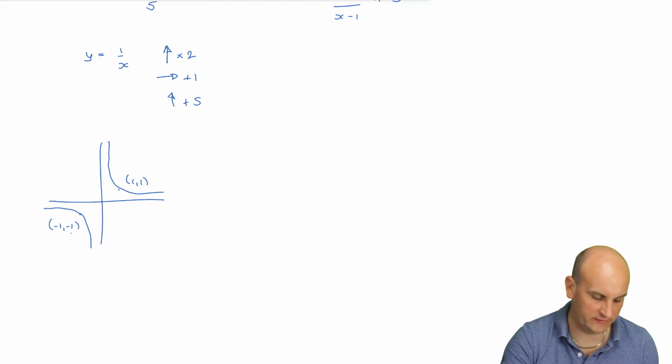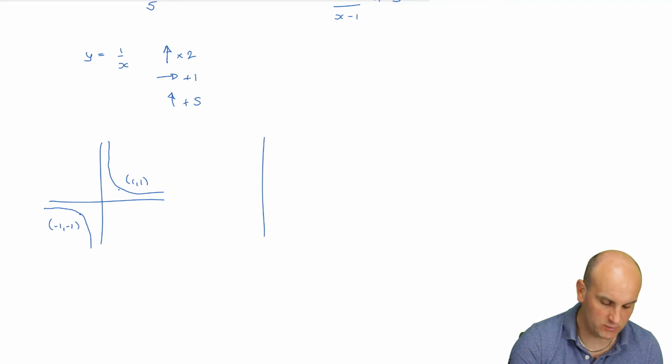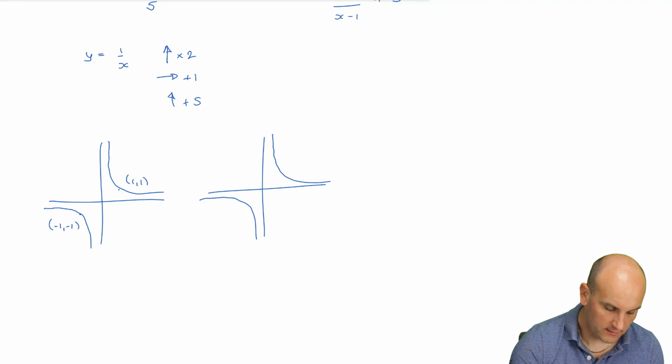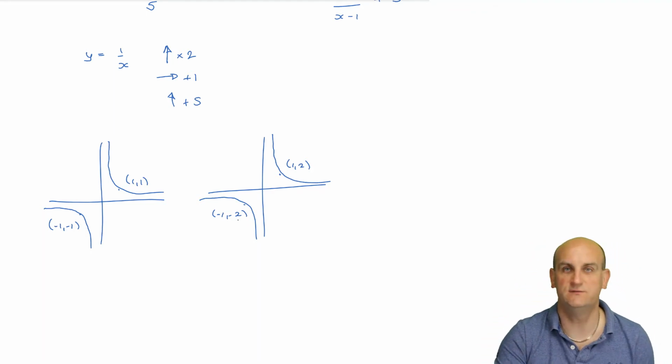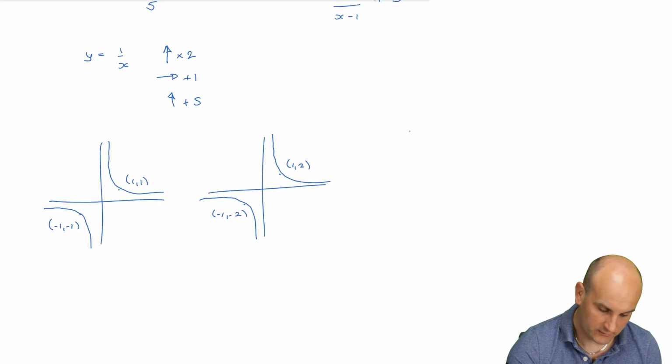We've got the asymptotes, so I'll put those in a moment. I'm going to times by 2. So drawing this again, quick sketch. That gives me this point here now becomes 1, 2, and this point here becomes minus 1, minus 2, because I've stretched it double away from the x-axis. Shift it 1 to the right. So here's a quick sketch.